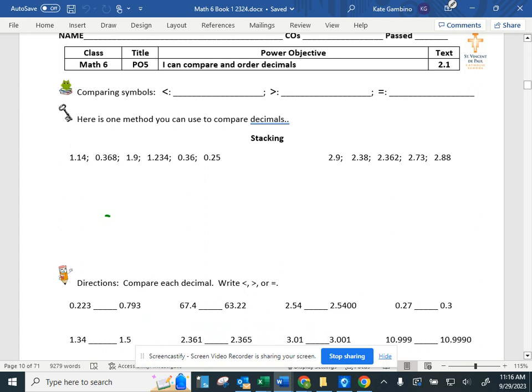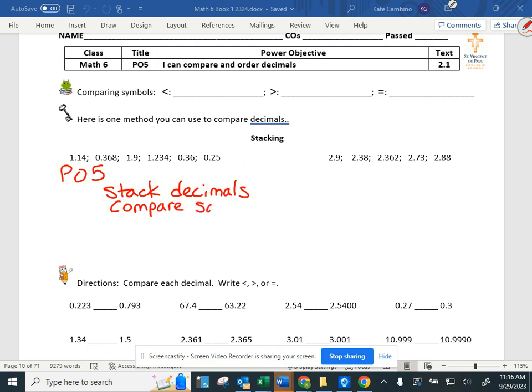PO5, I can compare and order decimals. So for PO5, you want to remember to stack decimals. Stack your decimals on top of each other so you're comparing the same place value. Stack decimals and compare same place values.